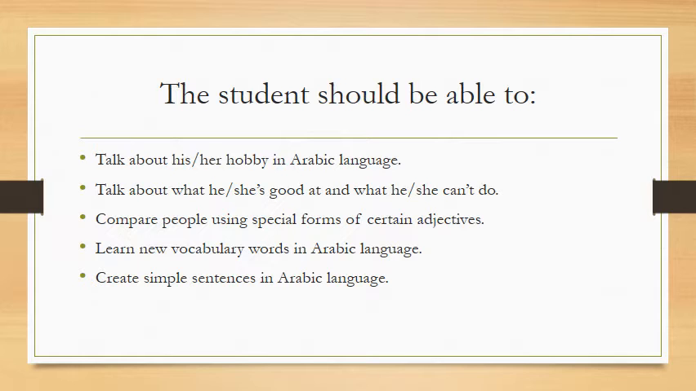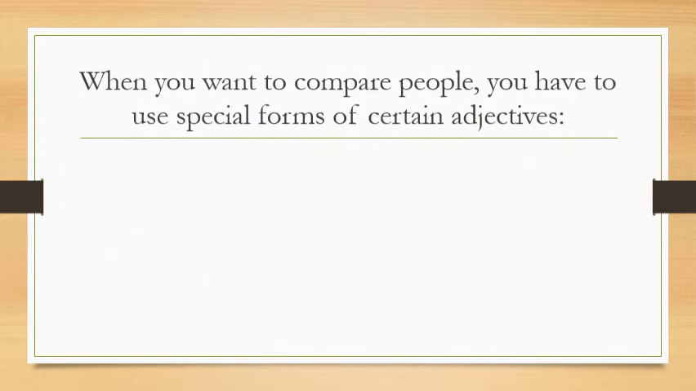We are going to talk about our hobby and then negate the sentence later. Compare people using special forms of certain adjectives. We are going to learn about new adjectives, learn new vocabulary words in Arabic language, create simple sentences in Arabic language. Okay guys, let's start.